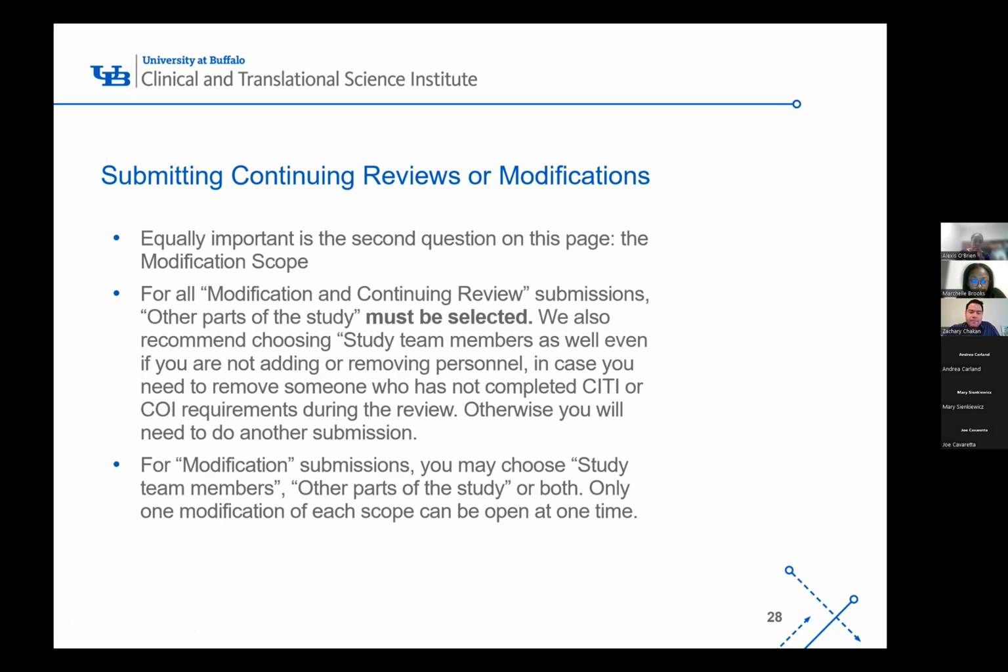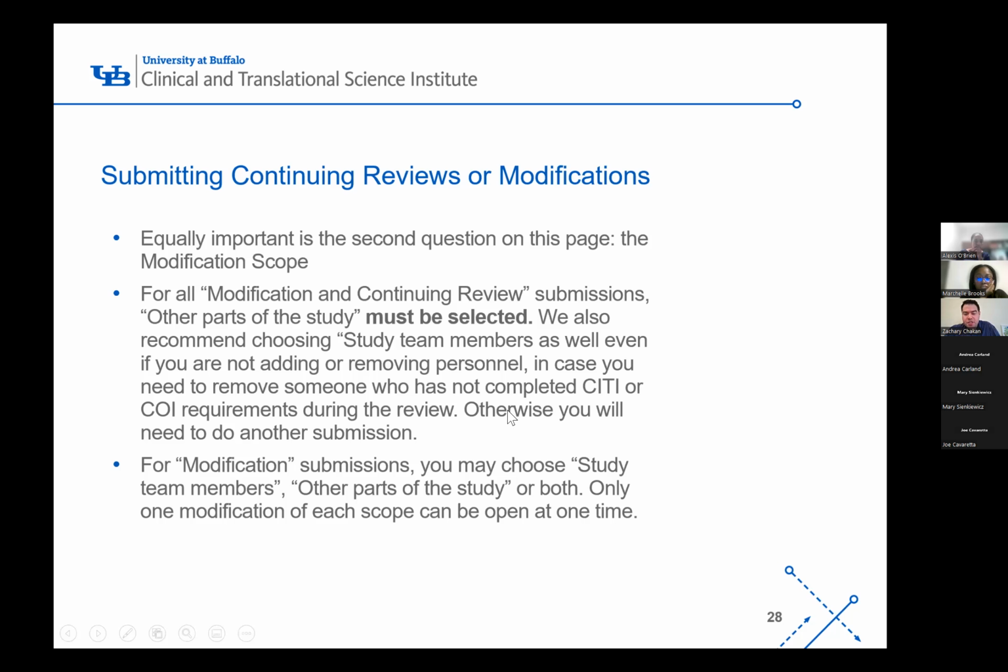For all modification and continuing review submissions, other parts of the study must be selected. There are only two options: other parts of the study or study team members. You can certainly choose both, but you must choose other parts of the study, because that opens up all the other documents in the study for us to review, such as the consent form and the protocol. If you only pick study team members, the only page we'll see in the whole submission is study team members. We can't see any other documents, and you can't make changes to any other documents. So if that is selected incorrectly, you would have to discard your submission and do another one.